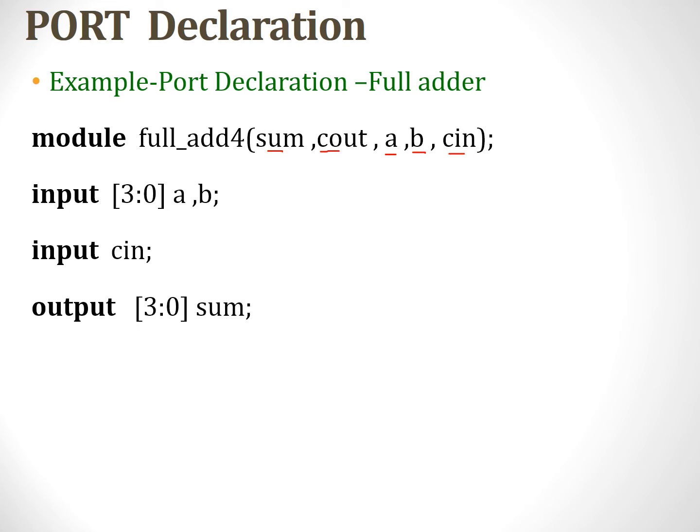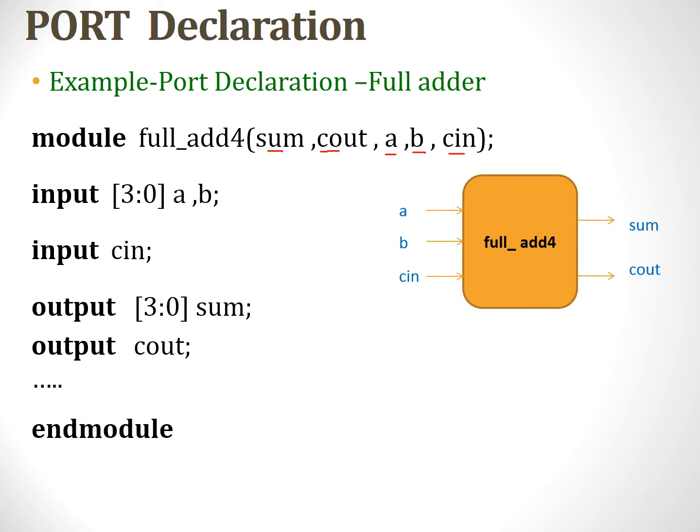Similarly, sum is a 4-bit output. So we declare it using the keyword output followed by a square bracket to indicate it is a multiple-bit vector, which is a 4-bit vector, and its name. And cout is the other output, which is a single-bit carry out, so we don't have any vector representation: output cout. Every module will contain the definition of the module. Neglecting the definition of the module, we have to end the module with the keyword endmodule. So this is the port declaration for the full adder that we discussed earlier.